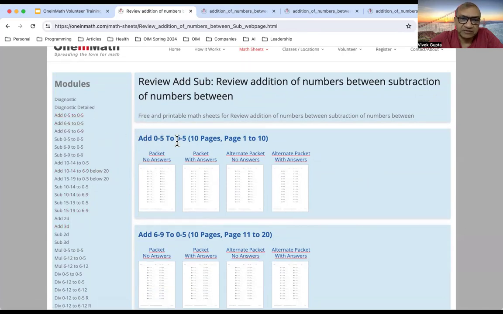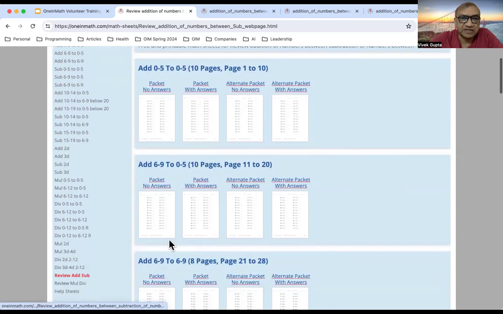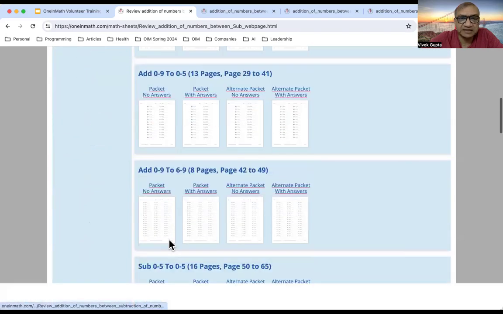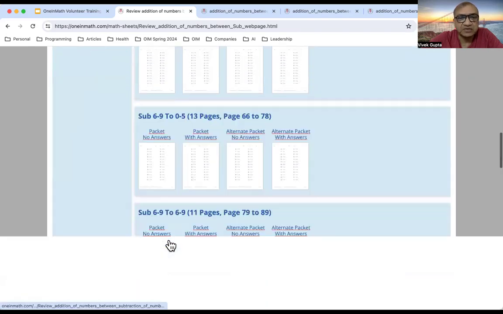So when you say add 0 to 5, this corresponds to one review packet that takes care of all the concepts of the module add 0 to 5. So add 6 to 9 to 0 to 5 is a review packet for the module add 6 to 9 to 0 to 5. So that's how you will see one packet for all the addition and subtraction combinations.